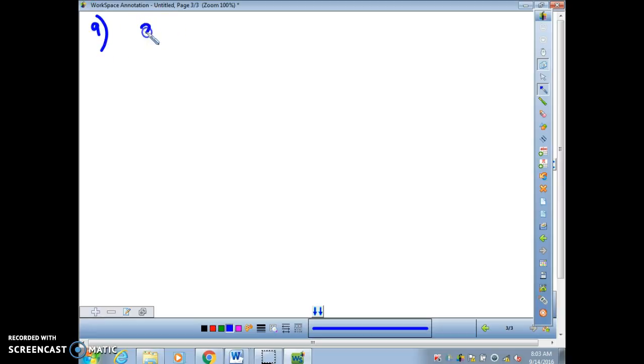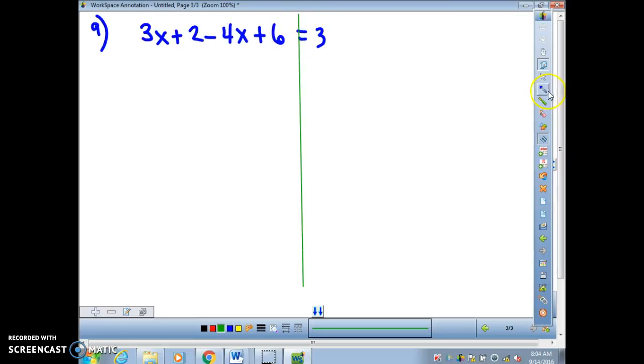Okay. So number 9, we have 3x plus 2 minus 4x plus 6 is equal to 3. Okay. So we need to combine all of our like terms together first. And I always start with my variables first. Okay? So combining means you follow your addition and subtraction rules. So this one's positive, this one's negative, so we're going to subtract, keep the sign of the larger number. That gives us a negative 1x, right? Or you could just write it as negative x. That's fine too.